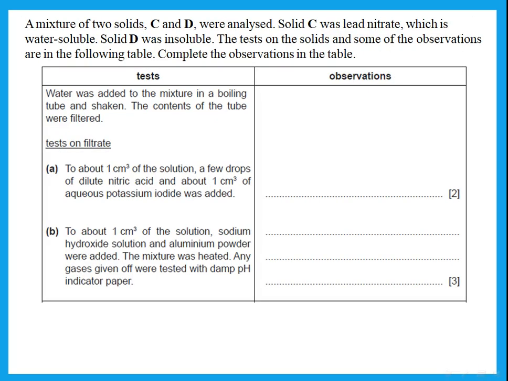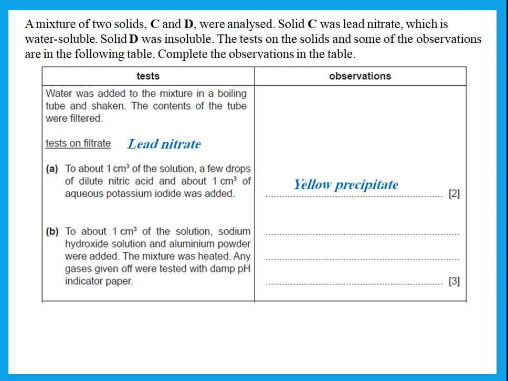Okay, a mixture of two solids C and D was analyzed. Solid C was lead nitrate, which is water soluble. So once he tells me that it is water soluble, then that is the filtrate. So the filtrate, which is C, is lead nitrate. Now, to about 1 centimeter cubed of the solution, a few drops of dilute nitric acid and aqueous potassium iodide were added. What was C again? C was lead nitrate, and lead nitrate is used to test for chloride, bromide, iodide. So if I put lead nitrate on iodide, that is the one that will give a yellow precipitate.